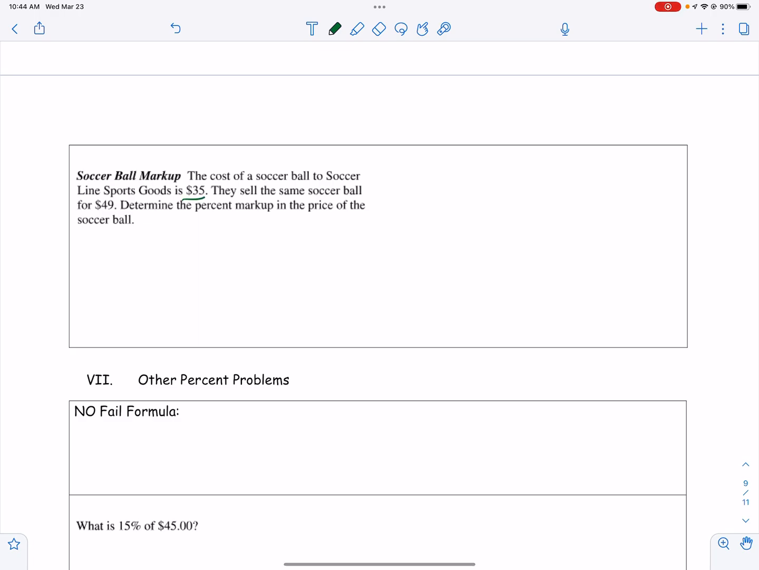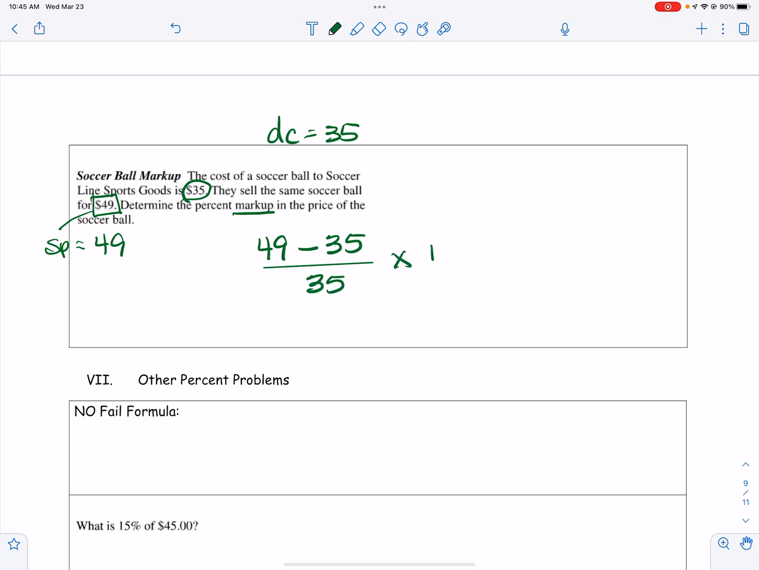So the cost is $35, so dealer's cost is $35. They're going to sell it for $49, so selling price is $49. So the percent markup, this is a percent markup. We go 49 minus 35 divided by 35 times 100. And we'll take it one decimal place. I think this one actually comes out very even, so it should be a 40% markup. And I just put arrows for markup or markdown.